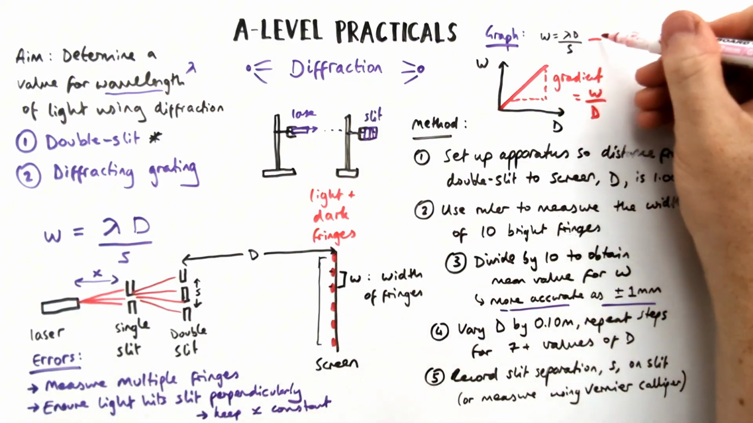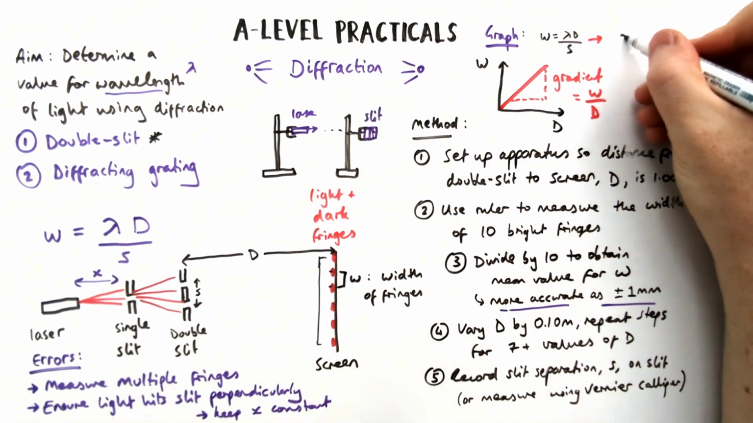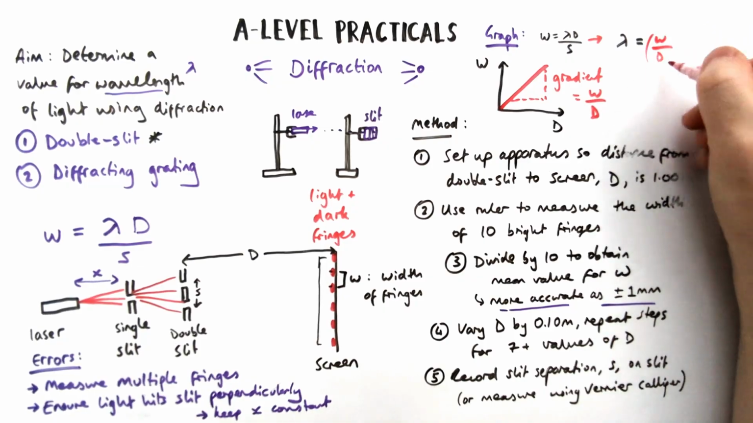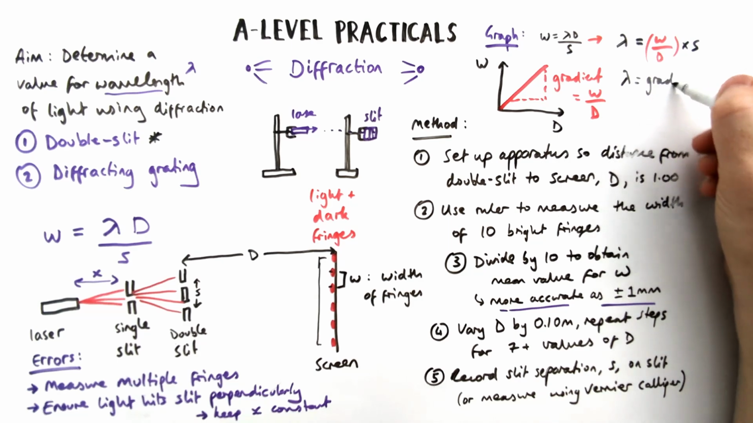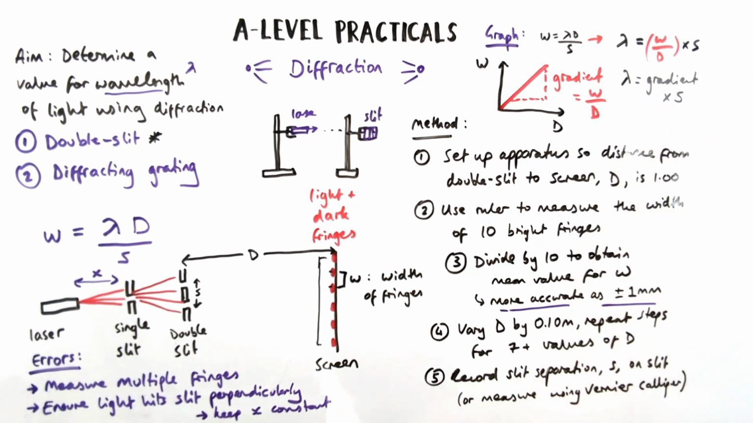If we rearrange this equation, W equals lambda D over S, we could rearrange it for lambda, meaning it's given by W over D times S. W over D is our gradient, so therefore to find our wavelength, we would then multiply the gradient by the slit separation, and that would be our value for wavelength.